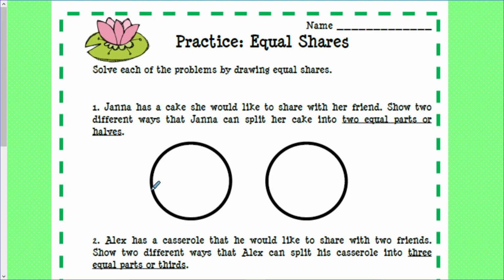Okay, let's practice with some word problems. So Jana would like to share her cake with her friend, sorry. So we're only dividing it between Jana and her friend. So what's 2 ways to divide the cake into halves, 2 equal parts? I know you thought about that one, and you probably thought about that one, right?